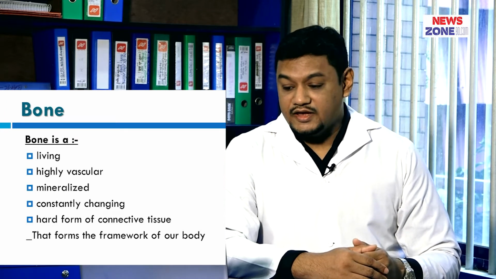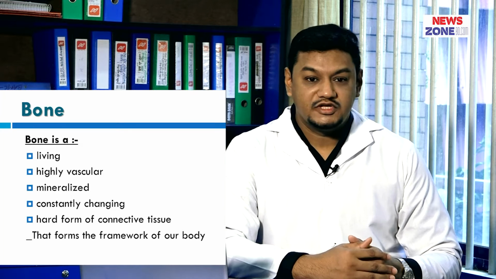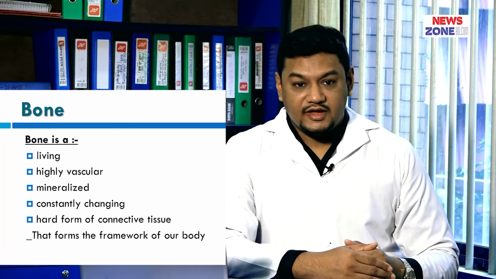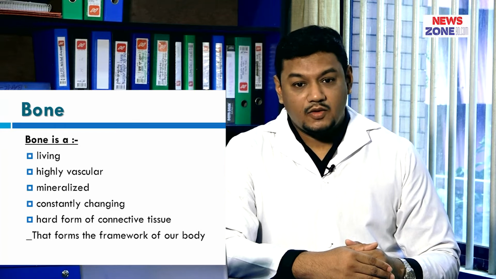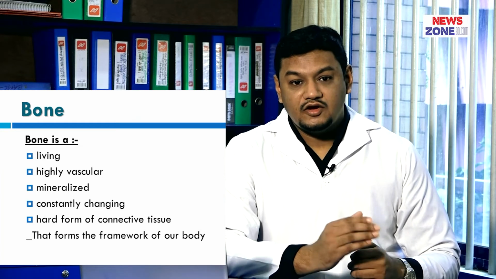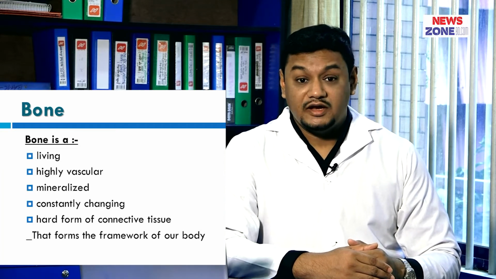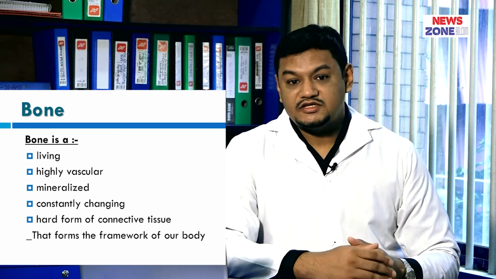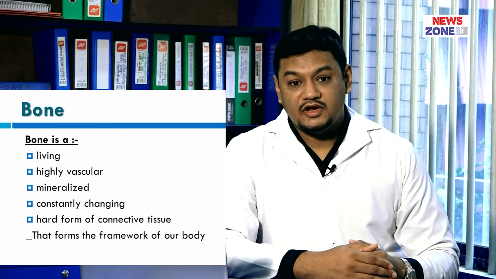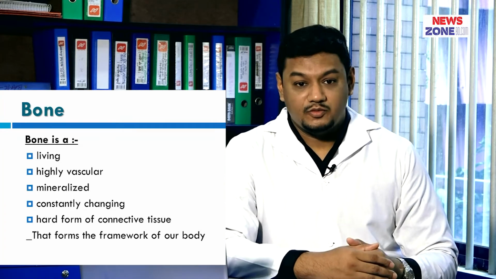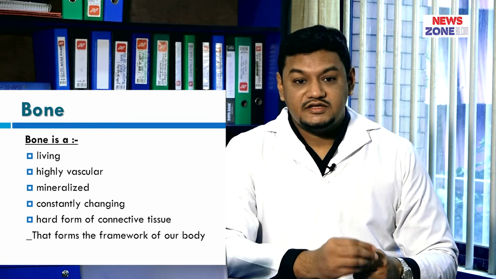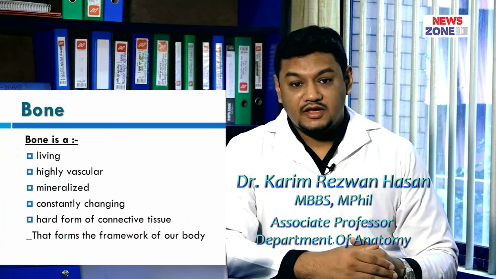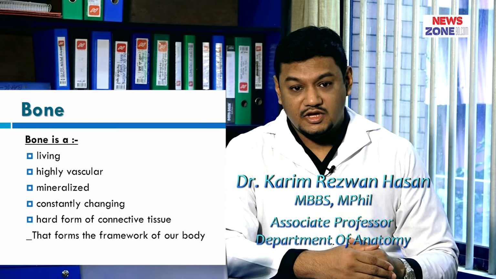Now the third one is mineralized. Why is bone mineralized? Let me tell you, bone has two types of components. One is the organic part and the other is the inorganic part. That inorganic part is composed mainly of different kinds of salts, especially calcium salts. As you know from your biochemistry knowledge, all the calcium salts are mineralized components. So these minerals are essential for the formation of bones. Anytime you need calcium supply, that calcium has to come from the bones as well.